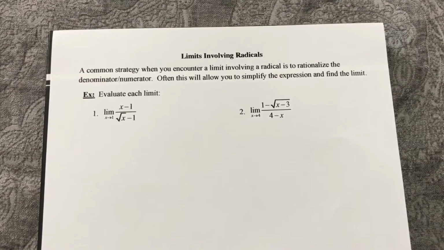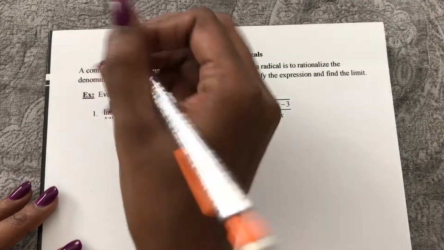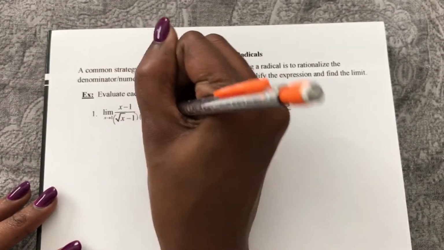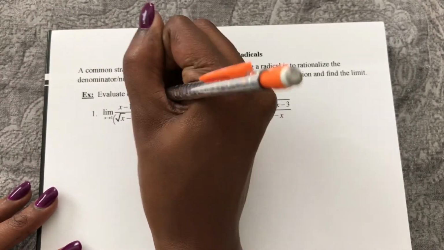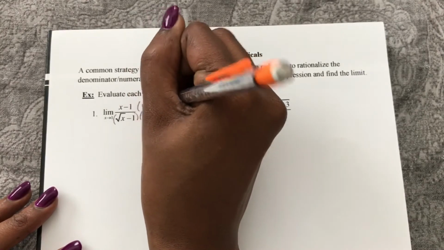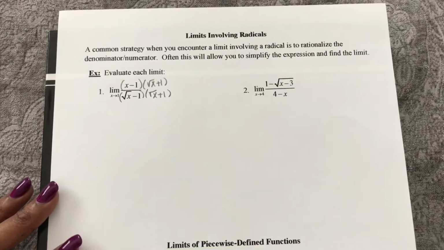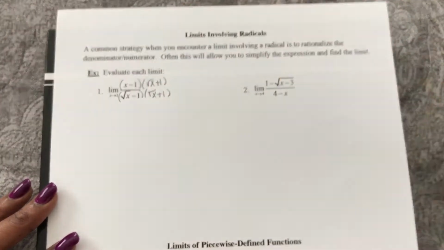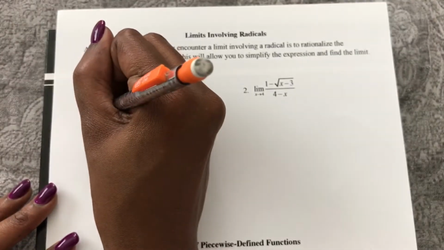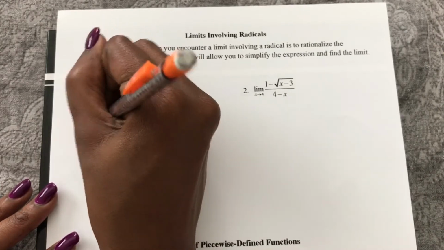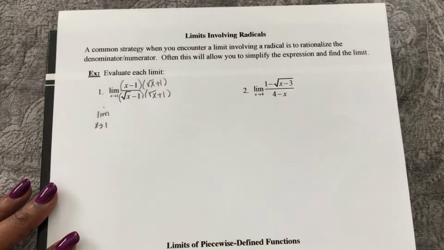Remember, in order to rationalize a radical, we need to multiply by its conjugate. So the conjugate here is square root x plus 1 on my numerator and denominator. Now that I am rationalizing with my conjugate, I'm going to bring my limit down. Remember, always write your limit.